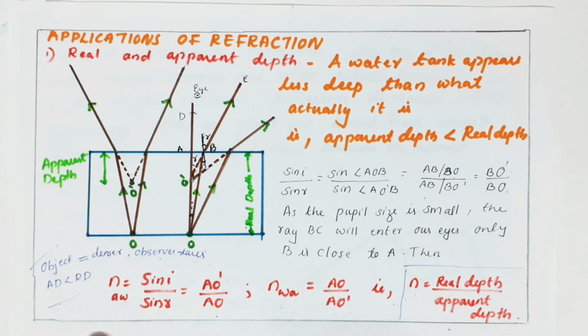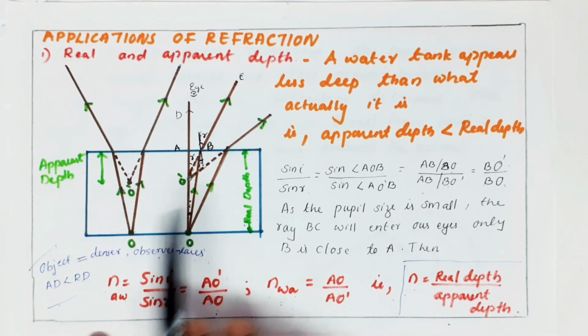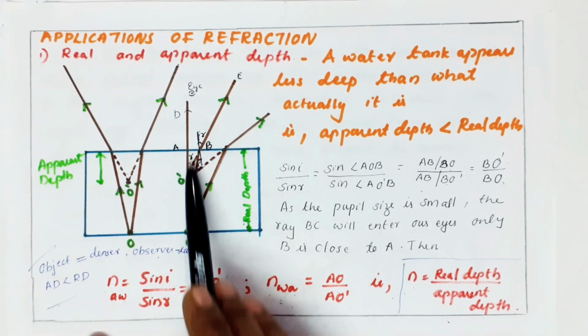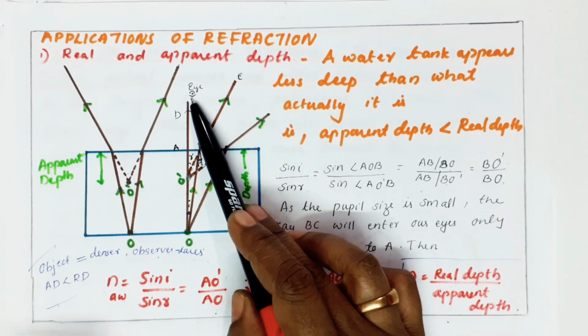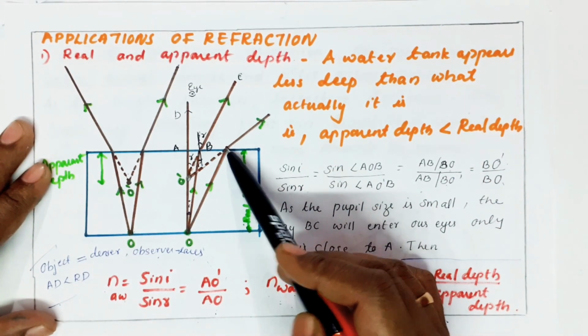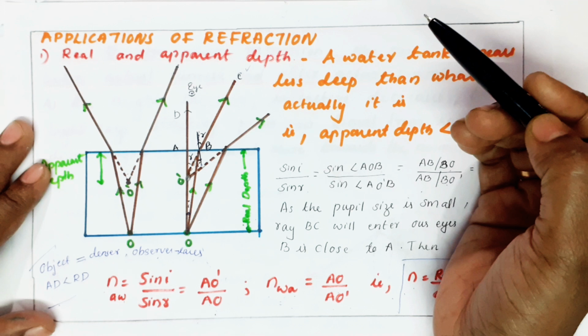So I am going to find out what is the relation between real depth and apparent depth. For that, I have taken another diagram, the same diagram in another form, where one ray is coming along the normal, and here is our eye. You can take any rays. I have taken two rays, and I am explaining with the second ray.